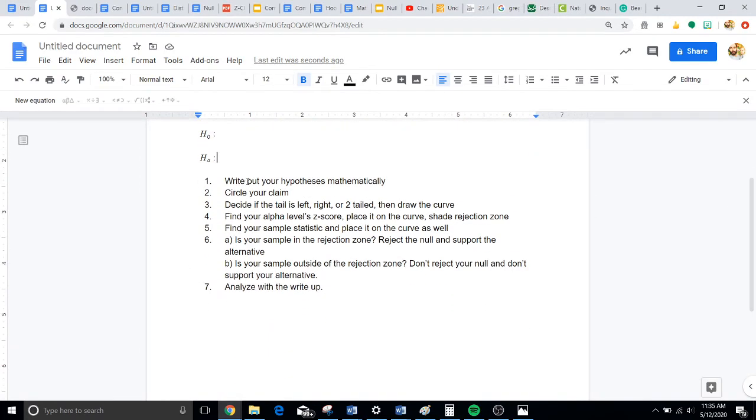So the first step is to write out your hypotheses mathematically. Then we're going to circle our claim. We're going to decide if the tail is left, right, or two-tailed, then draw the curve. We're going to find your alpha level's z-score, place it on the curve, and shade that rejection zone. And we're going to find your sample statistic, place it on the curve as well. Once you place it on the curve, you're going to find out, is your sample in the rejection zone, or is it outside of the rejection zone? Then finally, we're going to analyze it with a write-up.